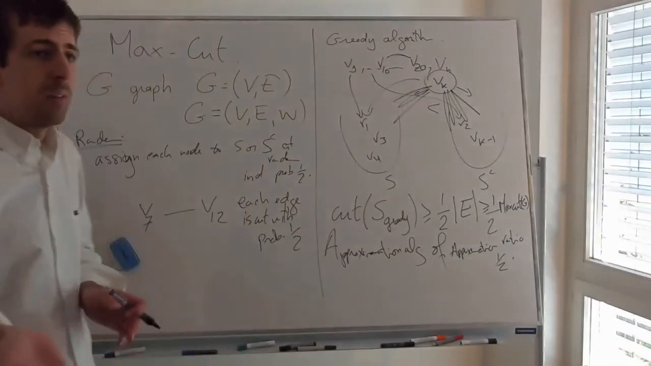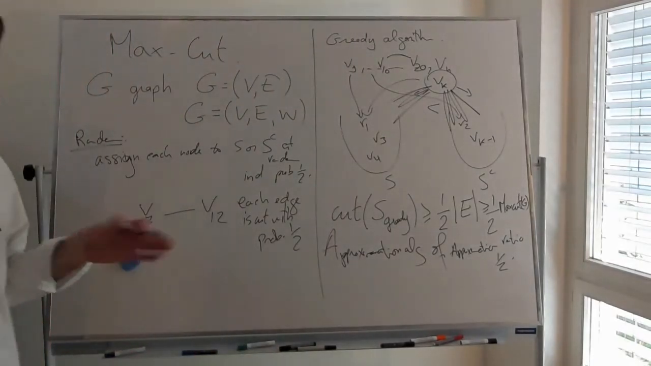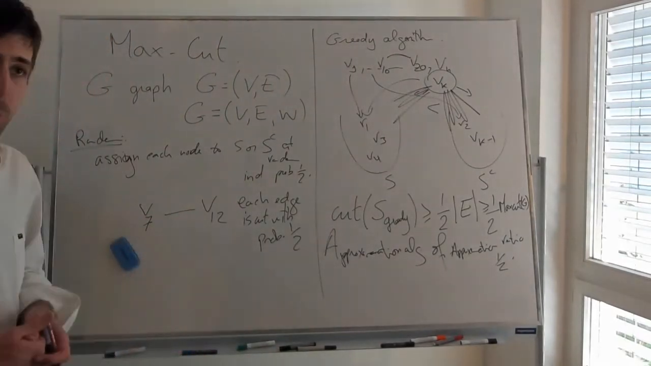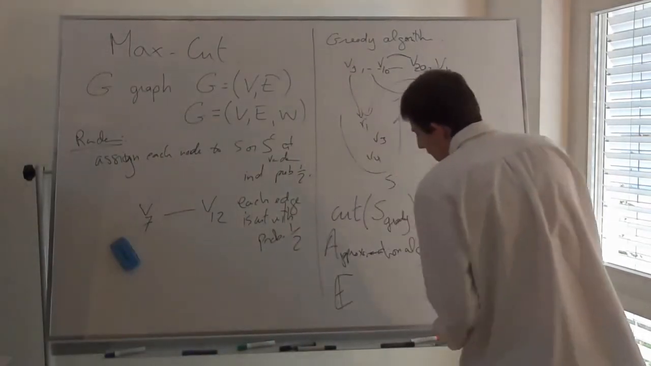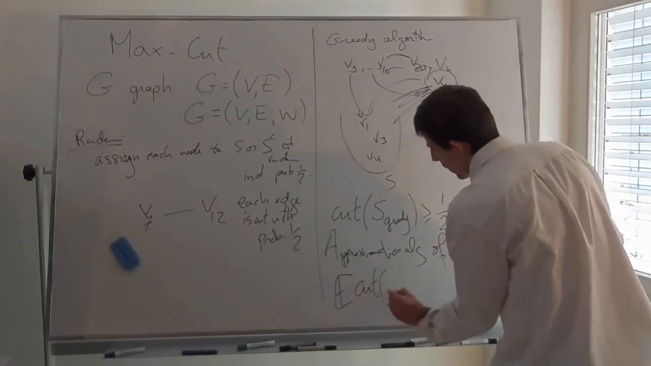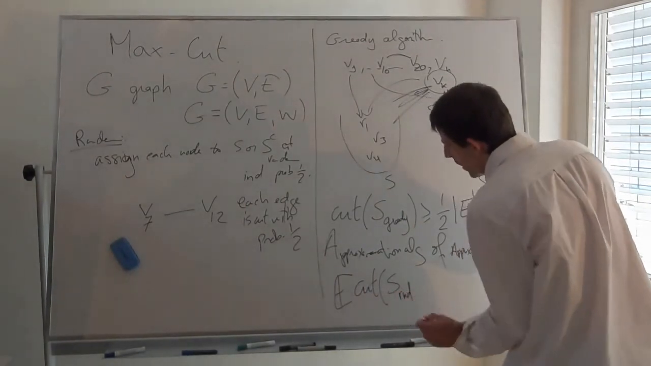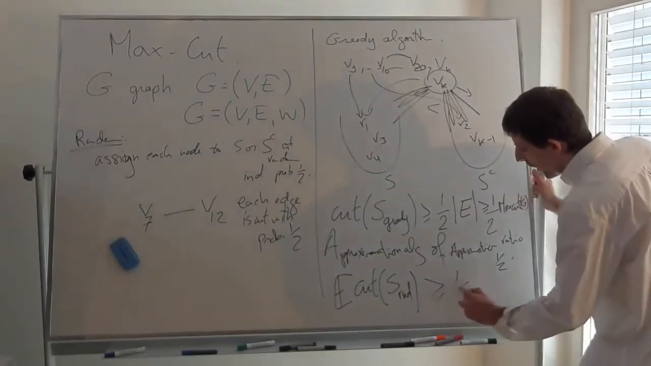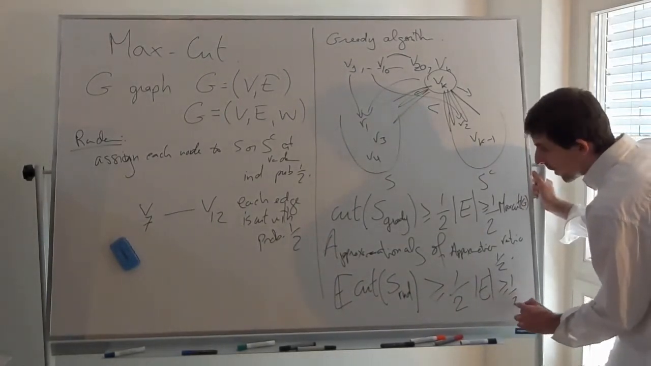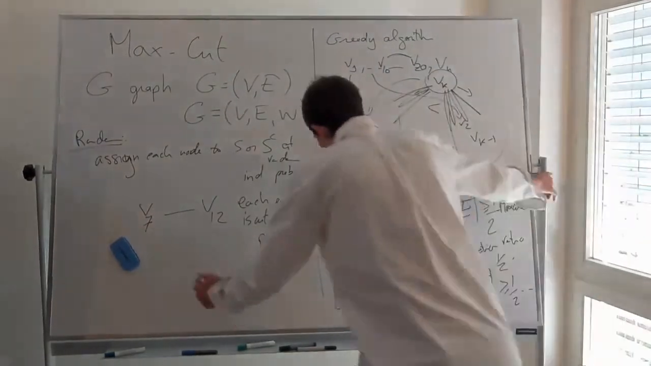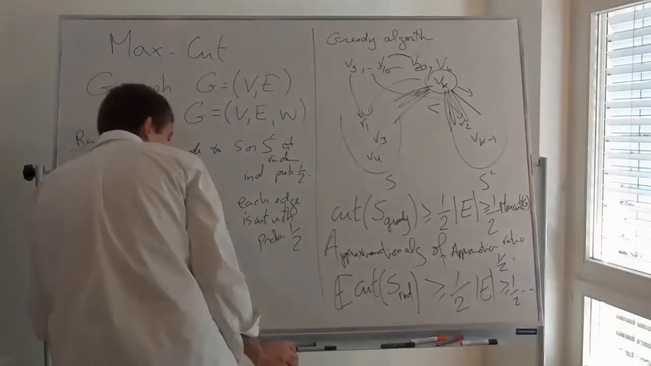Of course, they're not independent, but if we're taking the expected value of the size of the cut, that doesn't matter, because expectation is linear regardless of whether the variables are independent. We've seen this in the course. So this means in particular that the expected value of the cut of S, let's call this algorithm random, is bigger or equal than half the number of edges.